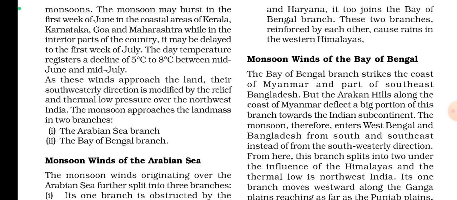The day temperature registers a decline of 5 degrees Celsius to 8 degrees Celsius between mid-June to mid-July. Then, as these winds approach the land, their southwesterly direction is modified by the relief and thermal low pressure over the northwest India. The monsoon approaches the landmass in two branches, the Arabian Sea branch and the Bay of Bengal branch.